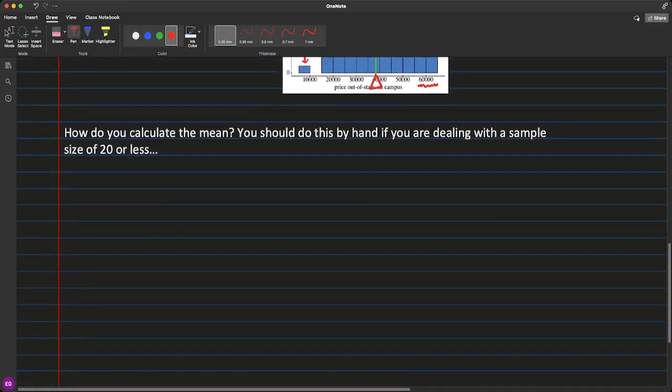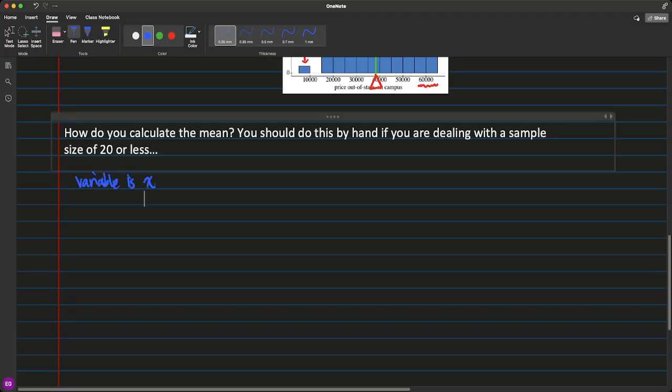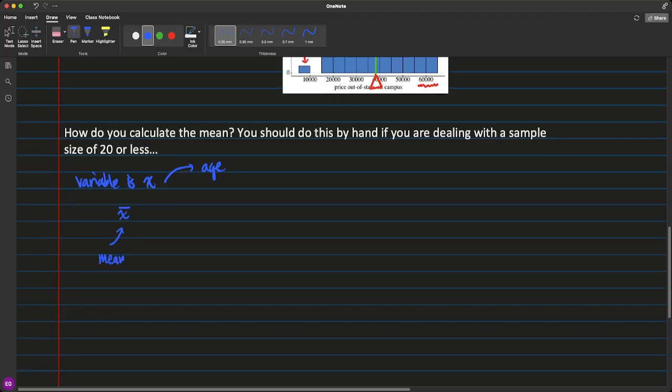So first, some notation. Let's say your variable is called x, and x is, I don't know, the age of people. If you want to say, what is the mean or typical value for x, you write x with a bar. This means mean of x. Technically, it's the sample mean, because it's the average for the people you have.